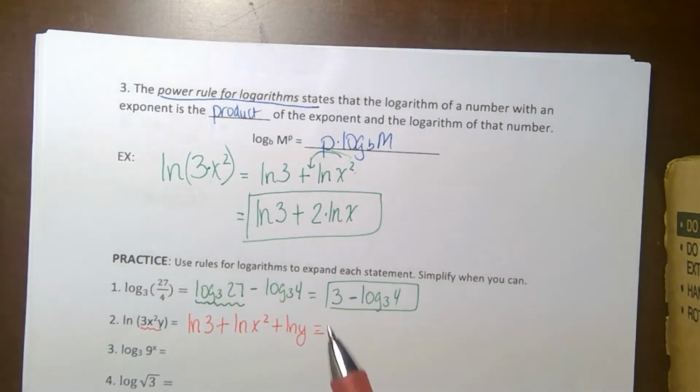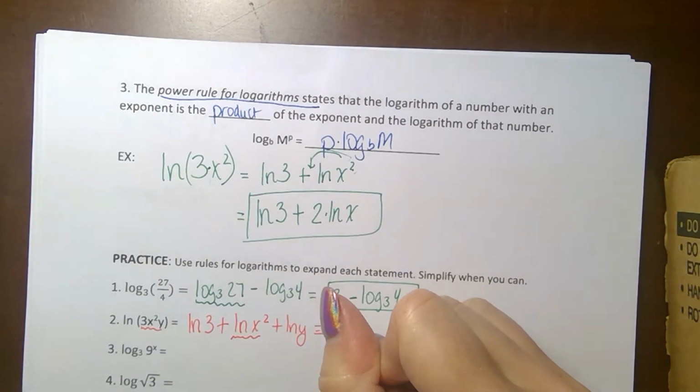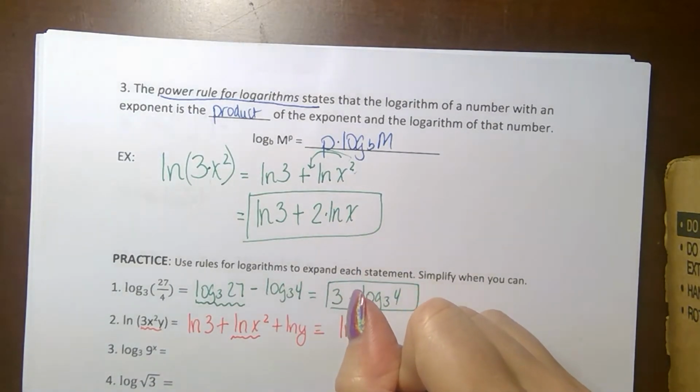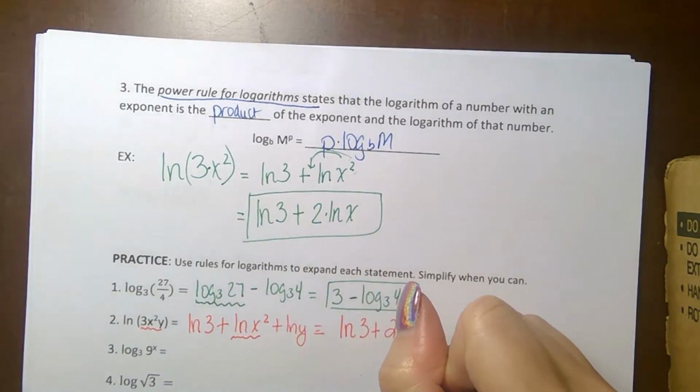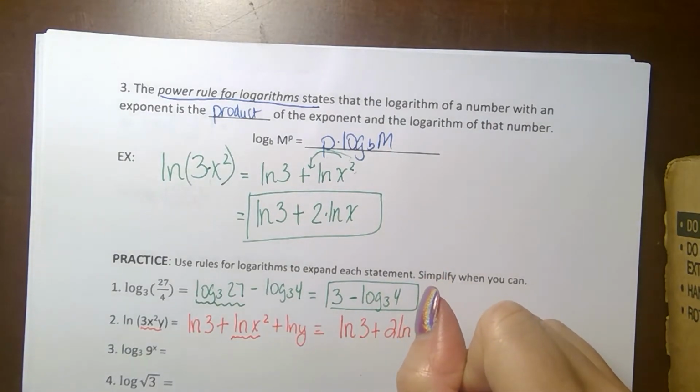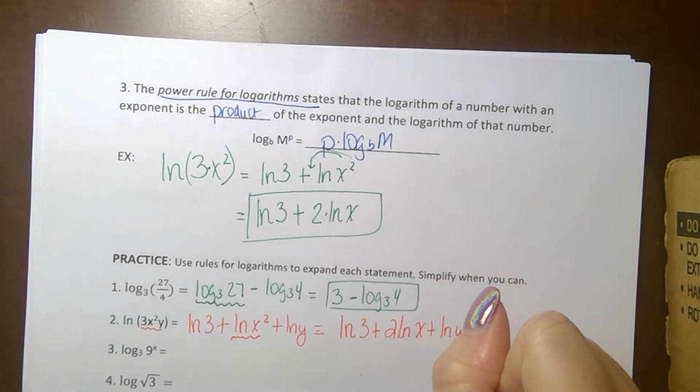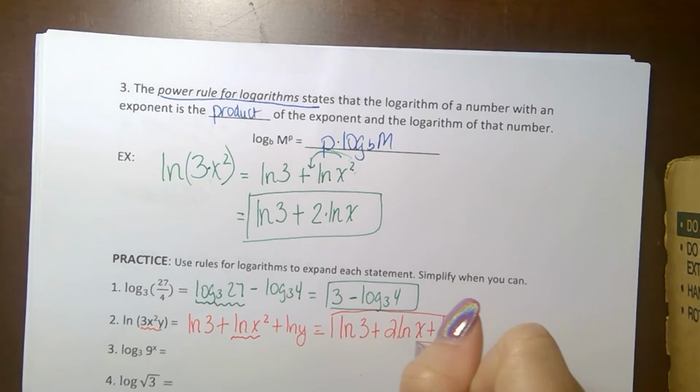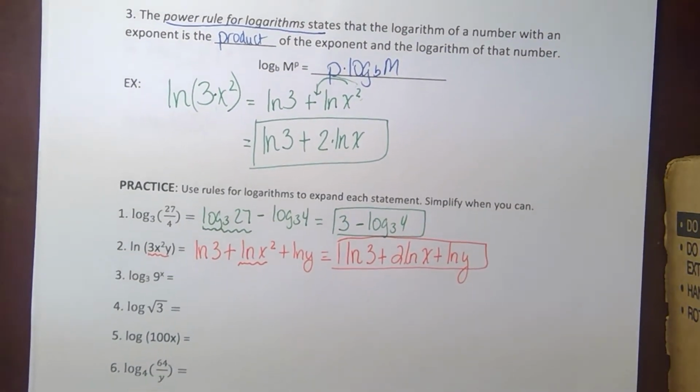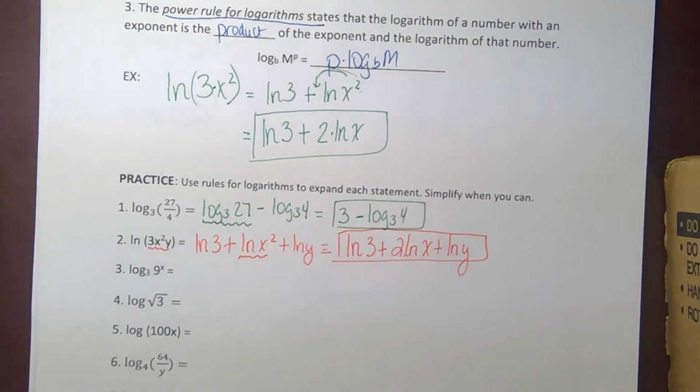Multiplication pairs with addition. But then I need to apply my power rule to this second statement because x has that exponent 2. I can use my power rule to bring that out front. So completely expanded, I have natural log of 3 plus 2 times the natural log of x plus natural log of y. That is everything I can do there. Nothing simplifies, but I did get it completely expanded. All right, let's look at number 3.